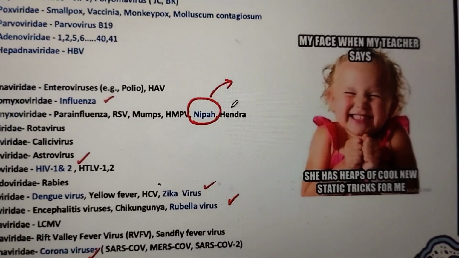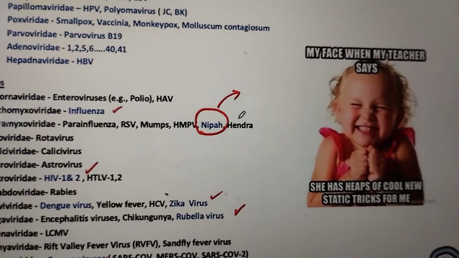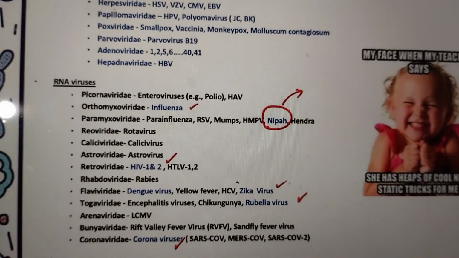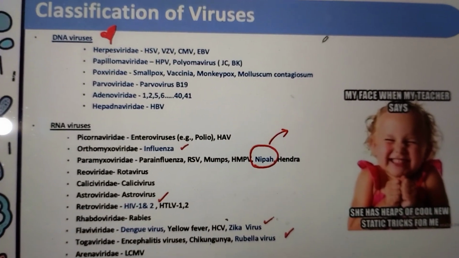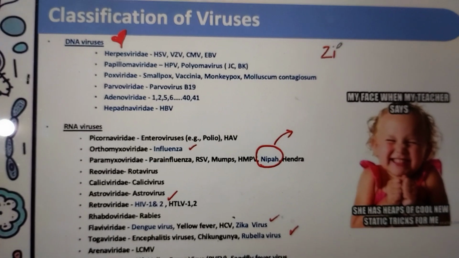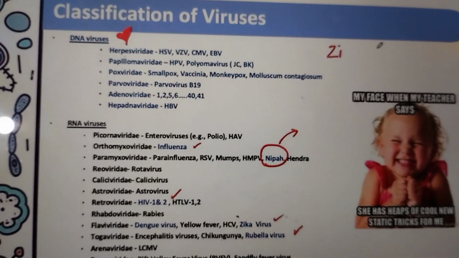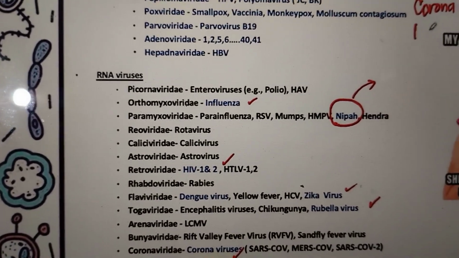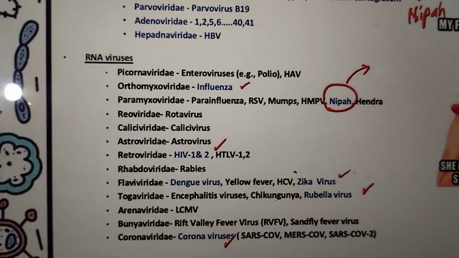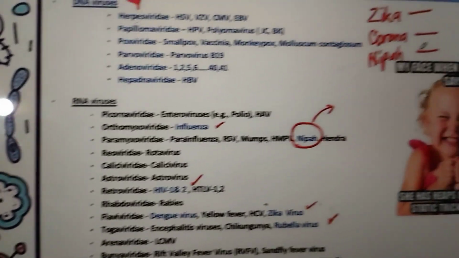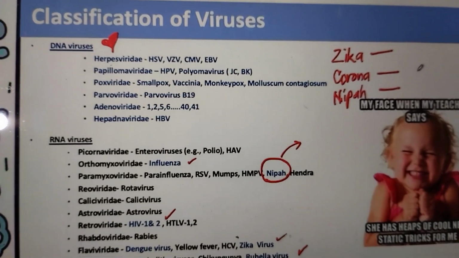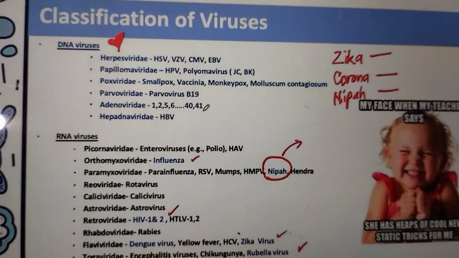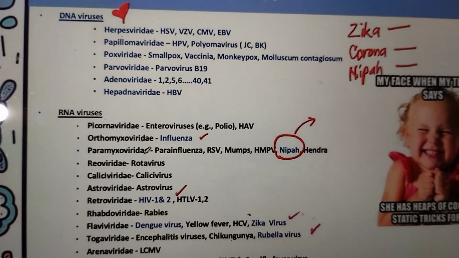So you have to know the latest viruses present in the world, because you remember one time Zika virus came out in the exam. Coronavirus became famous, it came out in the exam. And Nipah virus became endemic only during 2023, but it never came out in 2023. So just know the classification of your Nipah, that it is an RNA virus under paramyxoviridae.